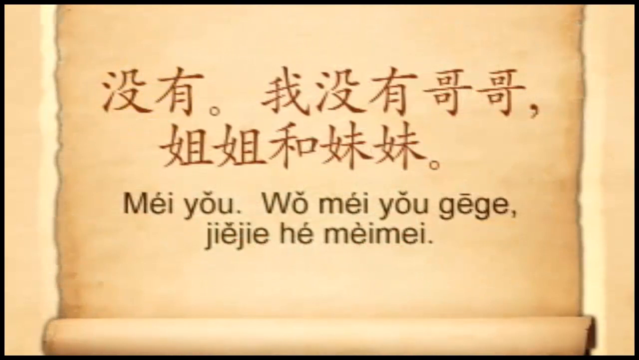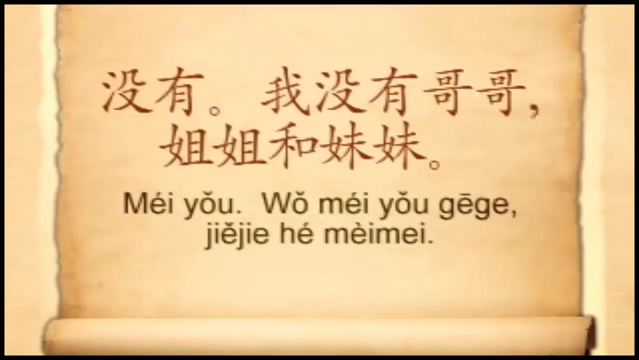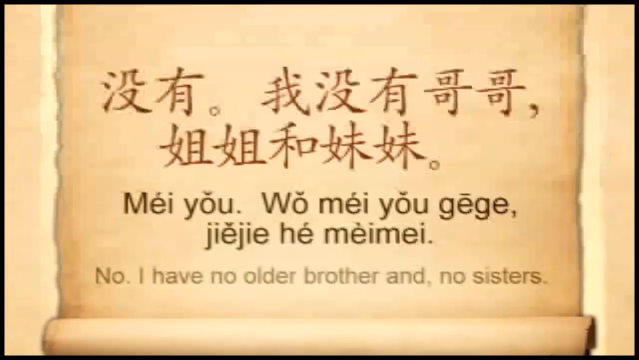Listen. 没有，我没有哥哥、姐姐和妹妹。Now, say it after me. 没有，我没有哥哥、姐姐和妹妹。Let's say it one more time together. 没有，我没有哥哥、姐姐和妹妹。No, I have no older brother and no sisters.